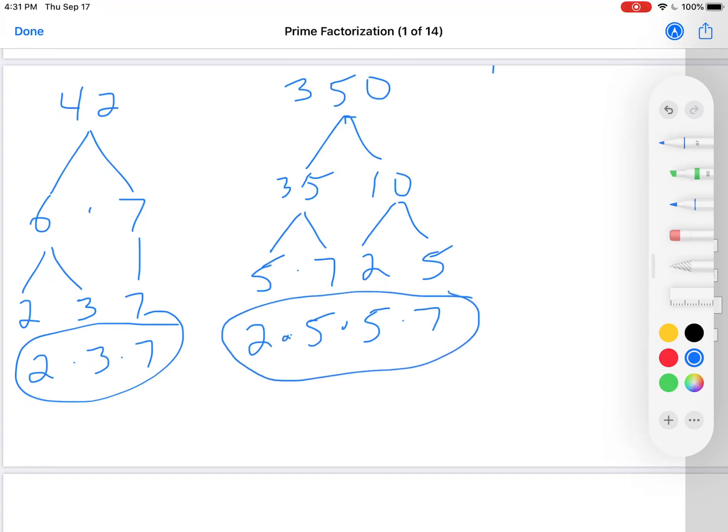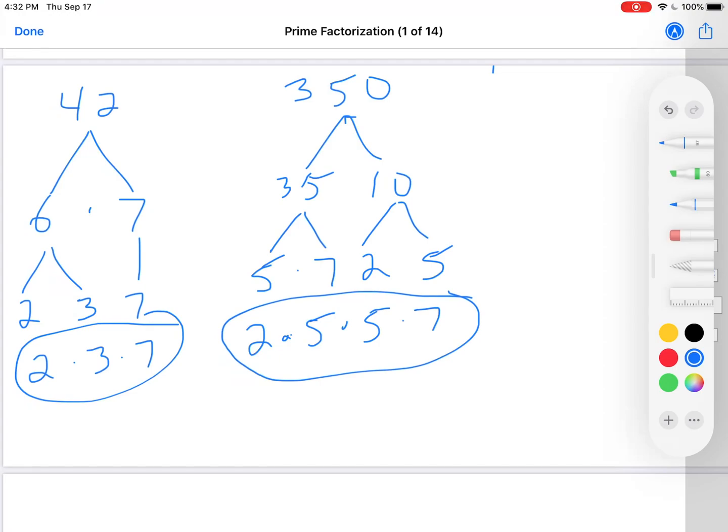And yes, you do want to list the 5 twice, otherwise we don't get 350. If I only put 2 times 5 times 7, that would be 70. It would not be 350. There's a way to write it using exponents, but we're not doing that right now. So that's using factor trees.